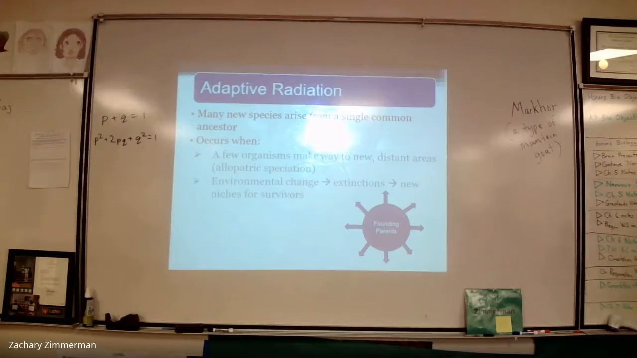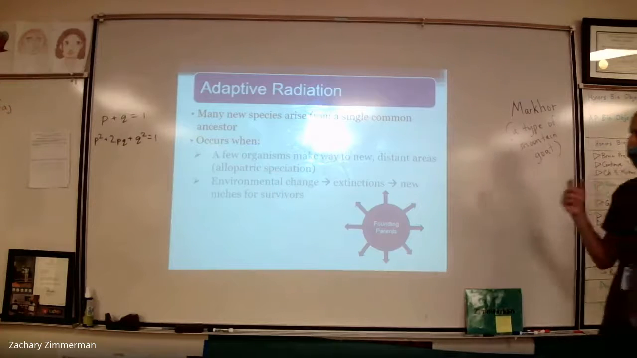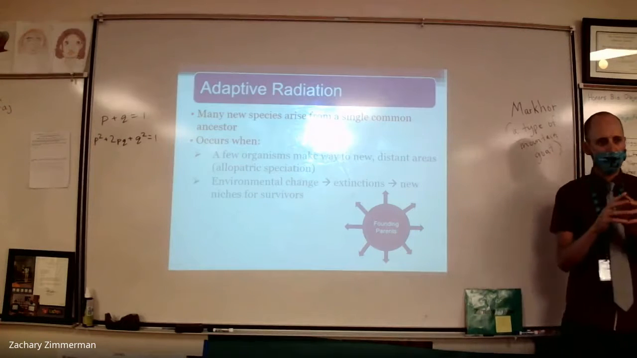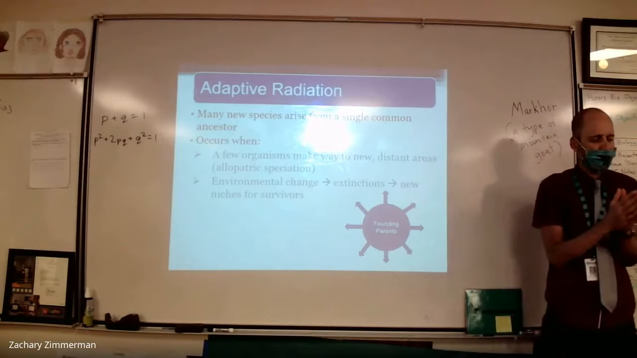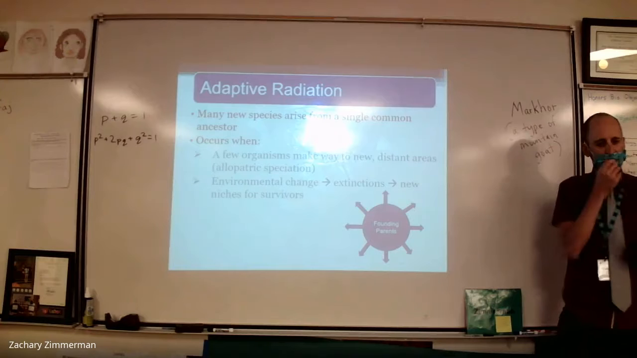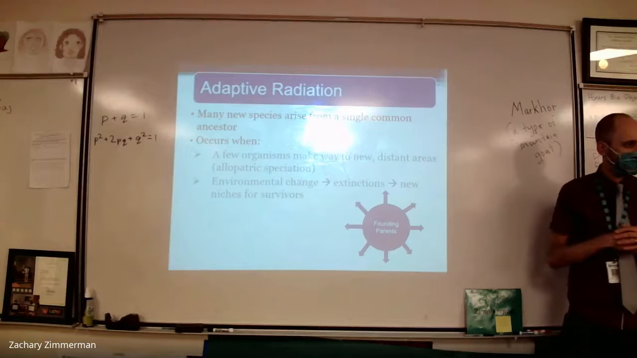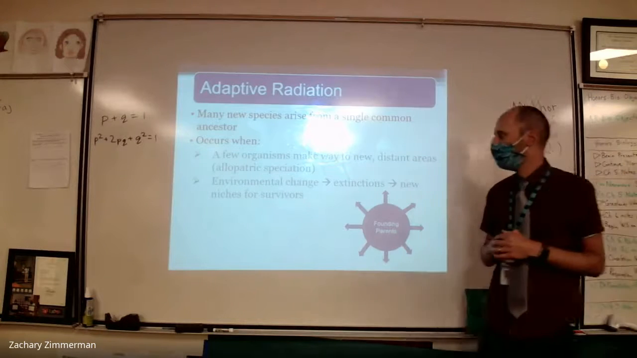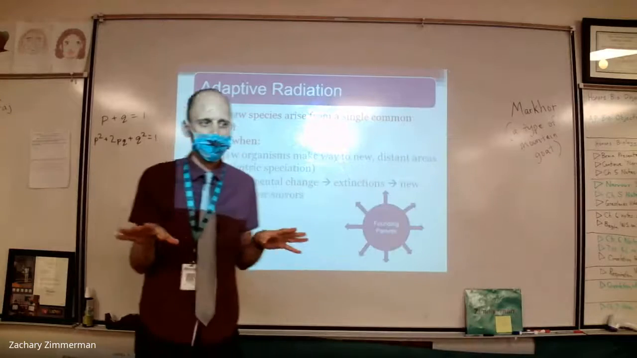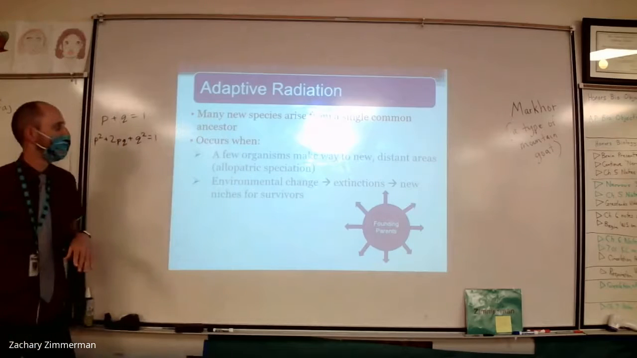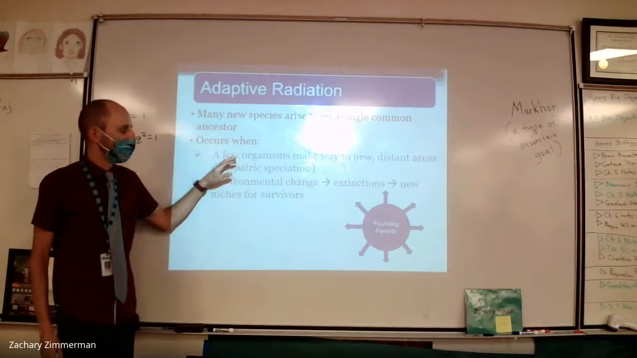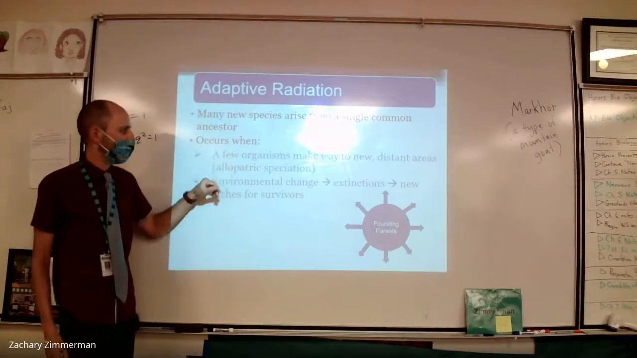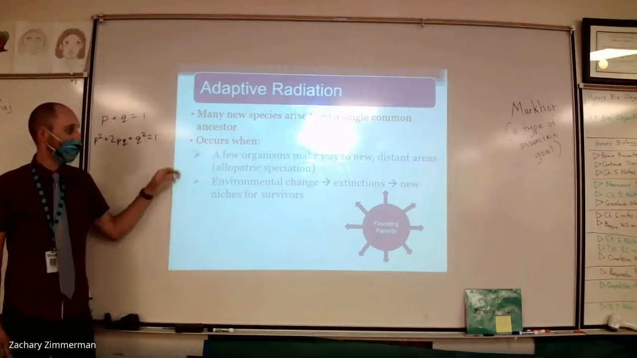Whenever you come across this term adaptive radiation, we're talking about how we start with one or a few organisms, or maybe one species, and then branching off from that, we might get several other species. Radiation means to spread out from a common source. So a few organisms may make way for two new distant areas.